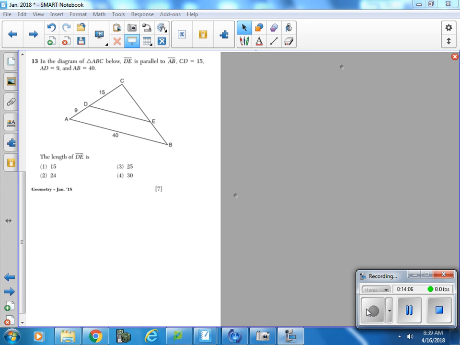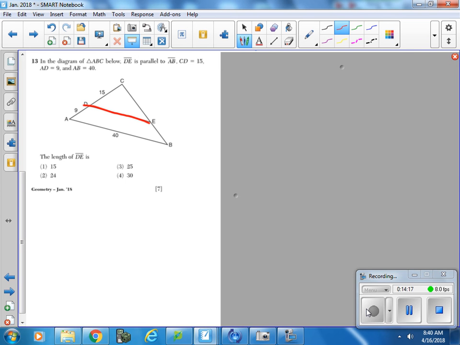All right, let's look at number 13. It says in the diagram of triangle ABCD below, DE, so I'm going to outline DE, is parallel to AB. All right, CD is equal to 15, AD is equal to 9, and AB is equal to 40. So they label all the sides for you.